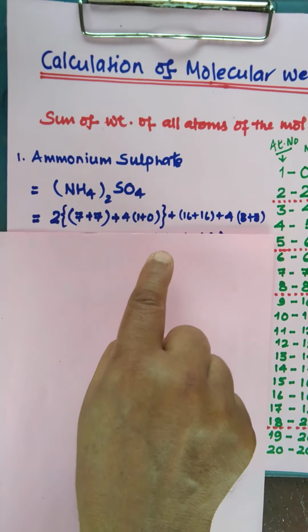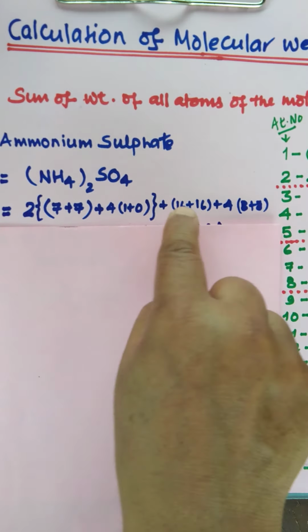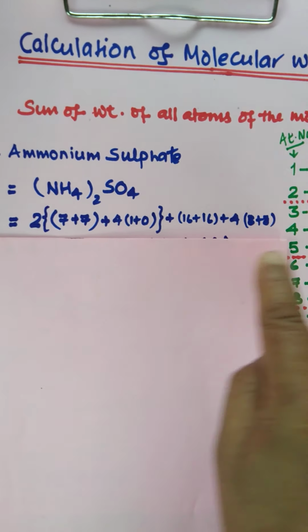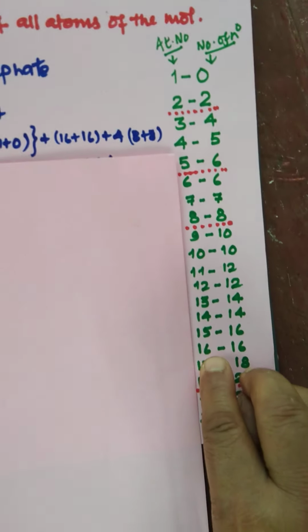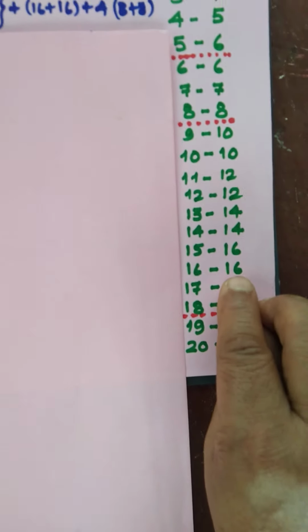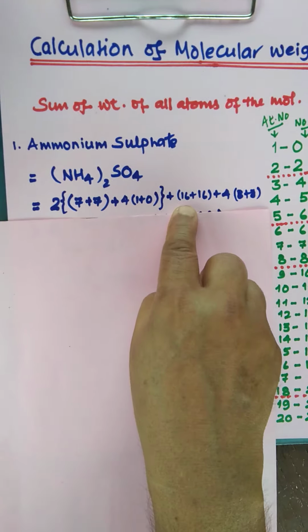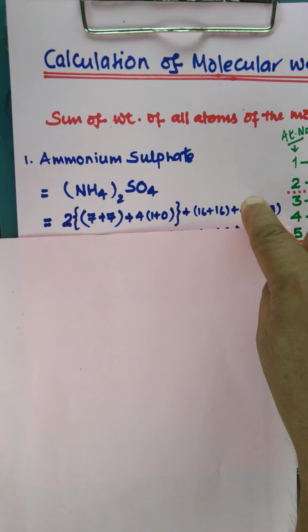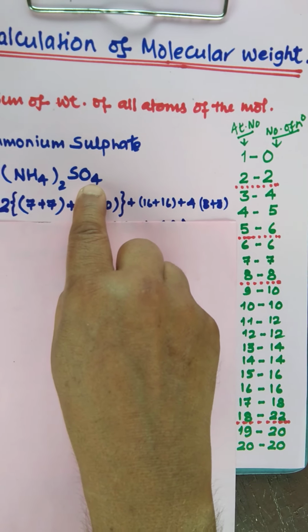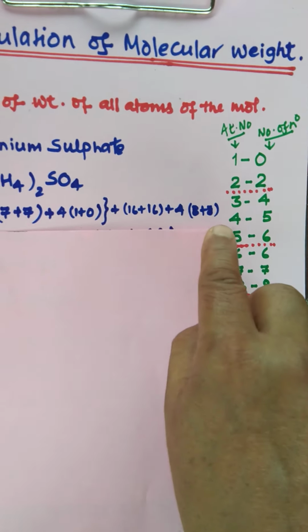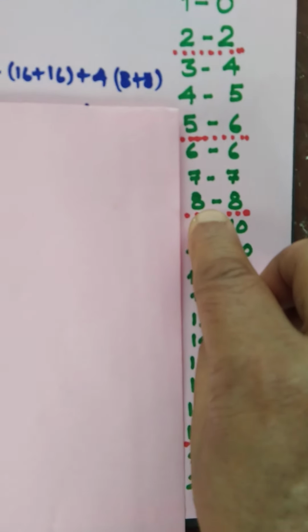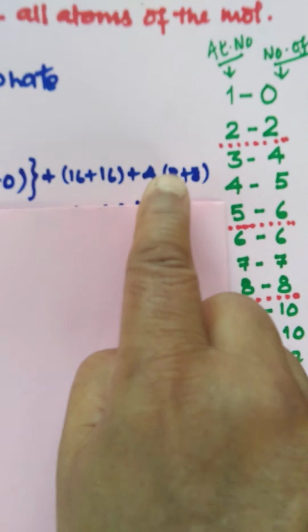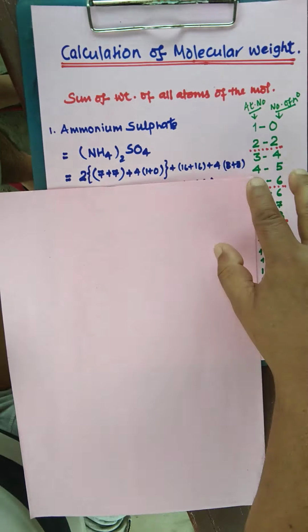Now again, plus, the sum, and we still have sulfate's weight to calculate. The atomic number of sulfur is 16, and there are 16 neutrons, so we put 16 protons plus 16 neutrons, plus, and now oxygen. There are 4 oxygen, so we put 4 here, and oxygen's atomic number is 8 and there are 8 neutrons, so it is proton plus neutron, 8 plus 8. I think I'm clear here.